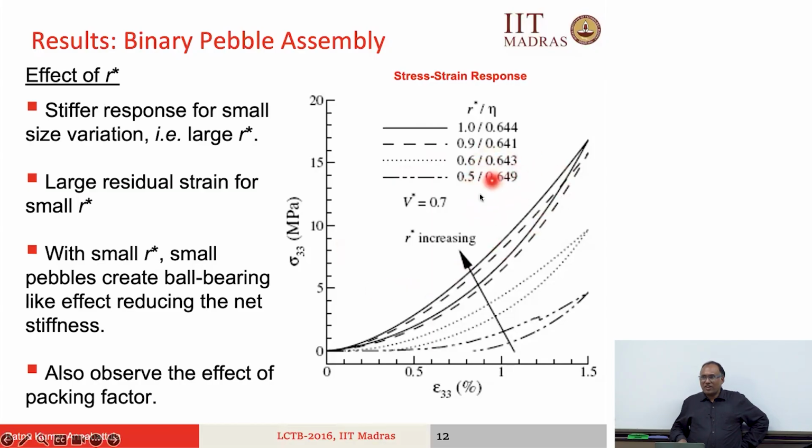0.649 is the highest packing fraction. What did we learn in the previous slide? If I have the highest packing fraction, it should have higher stiffness. But what is happening now? That is the one that has the lowest stiffness. Why is that?